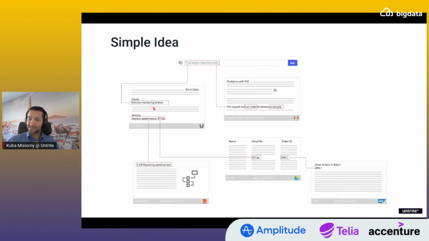The NLP can understand, all right, XYT46 is the model number of that speed sensor, and take us directly to the spare part Excel spreadsheet that we have that contains an order number, which will take us directly to an ERP system where we can order this spare part.